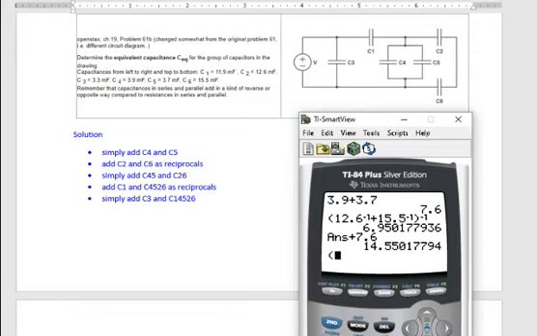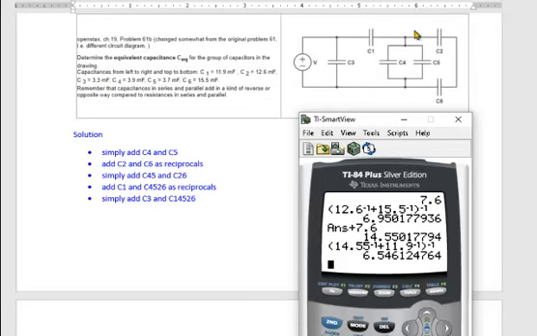So parentheses, 14.55 reciprocal plus 11.9 reciprocal, parentheses, reciprocal, enter. 6.54 is all the stuff on the right hand side, which is in parallel with C3, which means simply add to C3, which is 3.3.